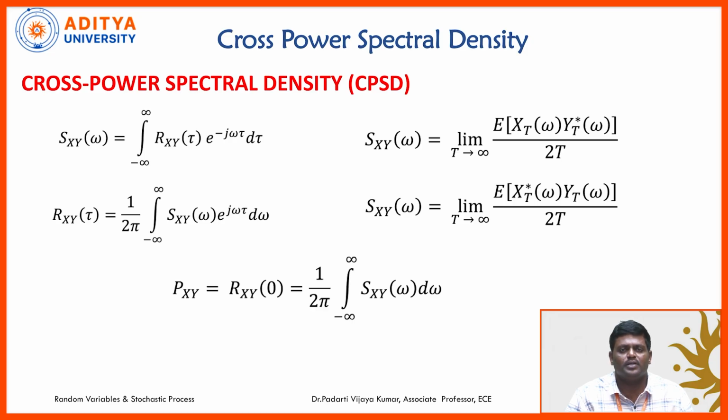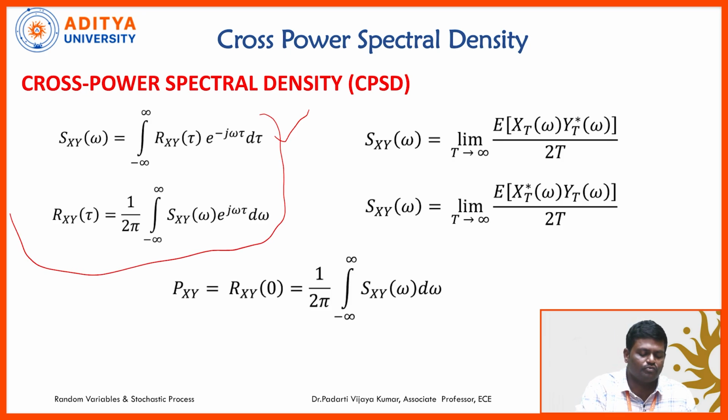So the cross power spectral density is a measure of the amount of power distributed over two different frequencies of the random processes x of t and y of t. Mathematically, the cross power spectral density is denoted as Sxy of omega, which is equal to the Fourier transform of the cross correlation function. The power spectral density and cross correlation function form Fourier transform pairs. They are related with the Fourier transform.